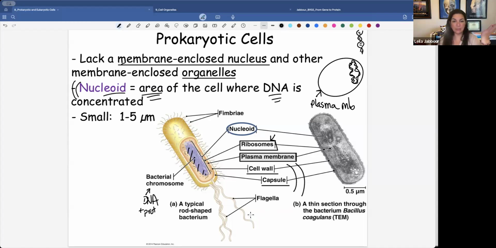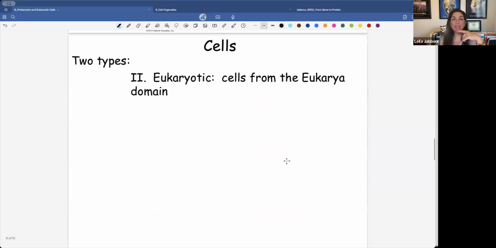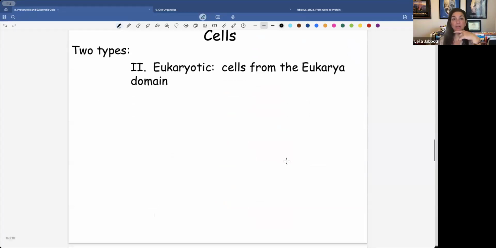This is just a typical rod-shaped bacterium, which would have a flagellum, but they don't all do. On the left, you have a diagram. On the right, you actually have a real picture taken with an electron microscope of what a bacillus would look like. Pretty neat, huh? All right, the second type of cell is called eukaryotic cells.